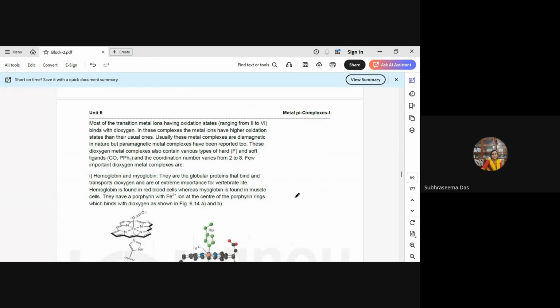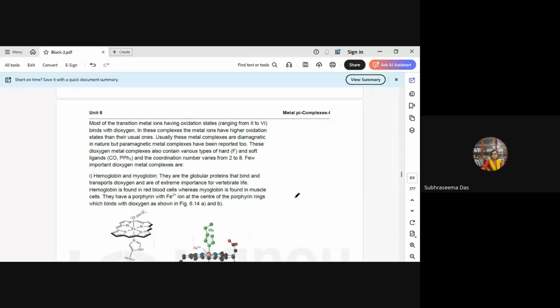Most of the transition metal ions that have oxidation states from 2 to 6 bind with oxygen. In these complexes, the metal ions have higher oxidation states than their usual ones. Usually these metal complexes are diamagnetic in nature, but paramagnetic metal complexes have been reported too. These dioxygen metal complexes also contain various types of hard and soft ligands. We know what hard ligands and soft ligands are, and the coordination number also varies greatly from 2 to 8.